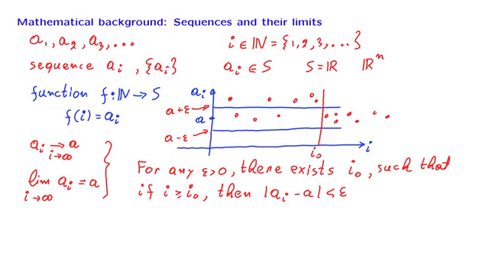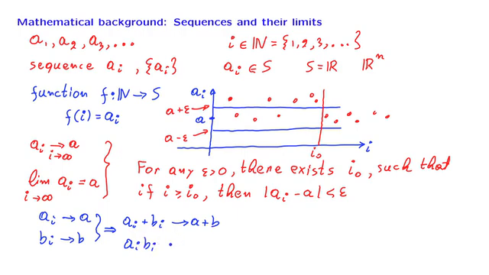Convergence of sequences has some very nice properties that you're probably familiar with. For example, if I tell you that a certain sequence a_i converges to a number a and another sequence b_i converges to a number b, then we will have that a_i plus b_i, which is a new sequence, the ith element of this sequence is this sum, will converge to a plus b. Or similarly, a_i times b_i, which is another sequence, converges to a times b.